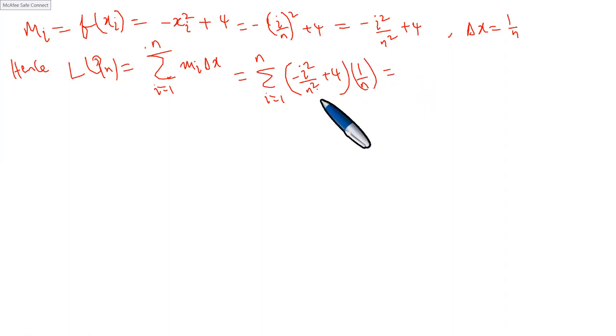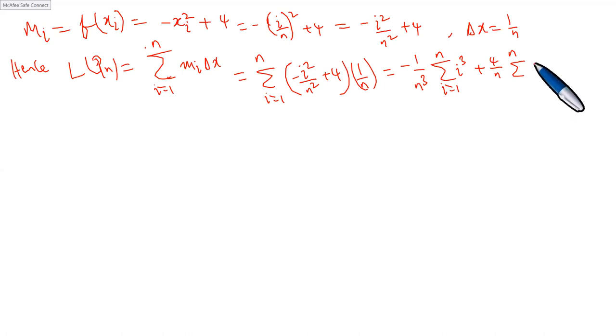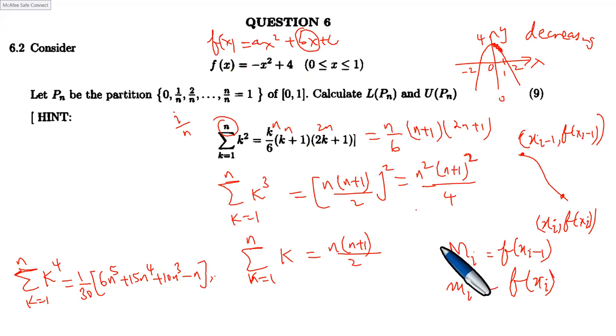Now we can multiply through. The only variable here is i, everything else can be taken outside the sigma sign. So it's minus 1 over n cubed times the summation of i squared, plus 4 over n times the summation of 1.